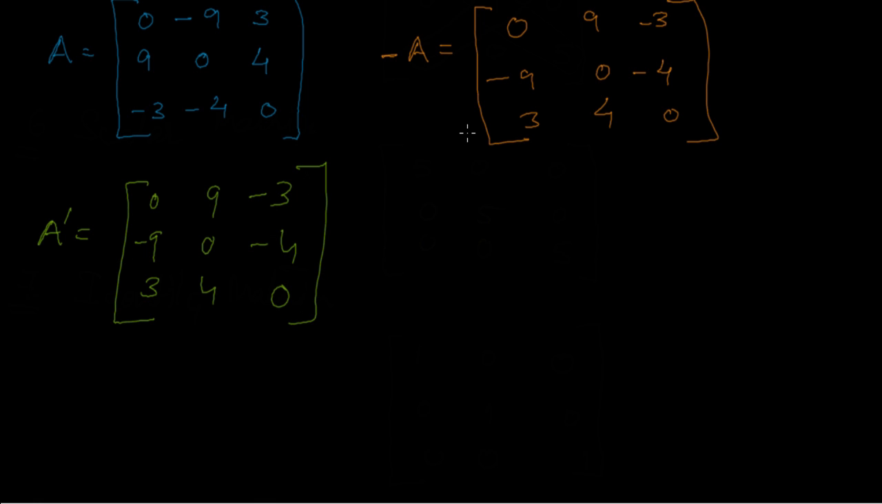Now you compare both. The first row is 0, 9, -3, the second row is -9, 0, -4, and the third row is 3, 4, 0. So both matrices, the negative of A and the transpose of A, are equal. So A is a skew symmetric matrix.